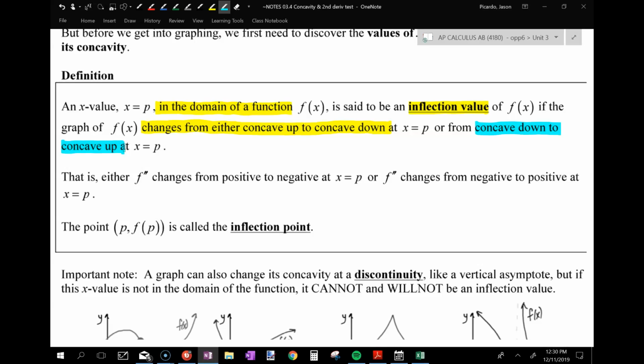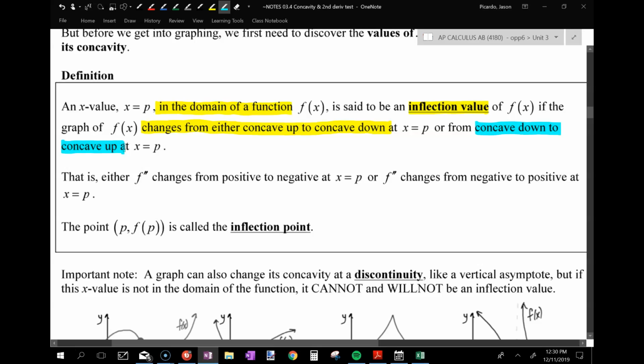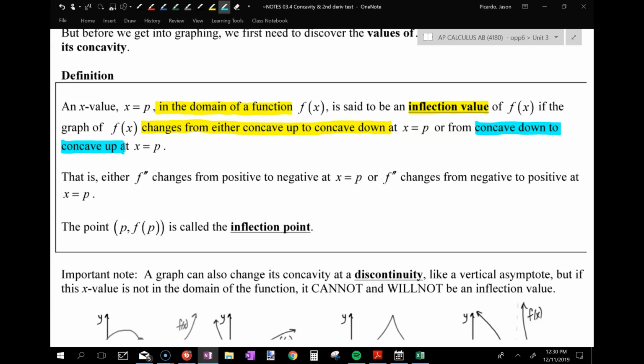Guys, that should sound real familiar, shouldn't it? Because where does a local max or min occur? Where a graph changes from being increasing to decreasing, or decreasing to increasing, right? Well, where does an inflection point occur? Where concavity changes from concave up to concave down, or concave down to concave up. And it has to be within the domain of the function, the same way that a max or min has to be within the domain of a function.